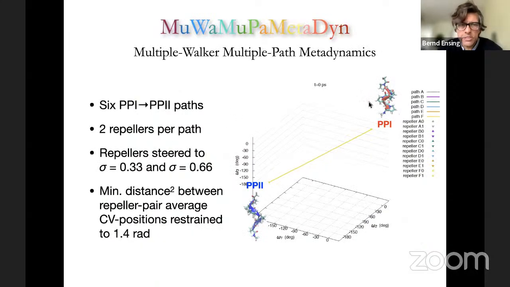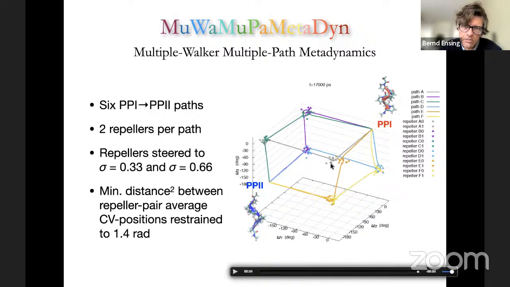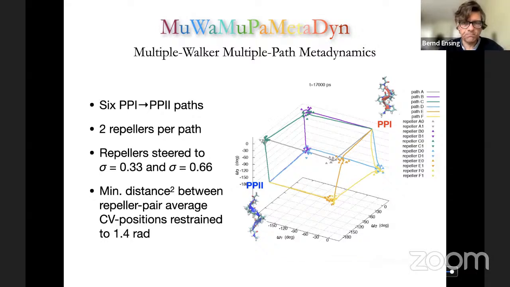go to more complex systems. This is again the polyproline example where there are 6 paths, and so we have repellers here and here, and they repel each other, and so we find again all the possible paths, which is really nice because now we can find all possible reaction pathways and free energy profiles.